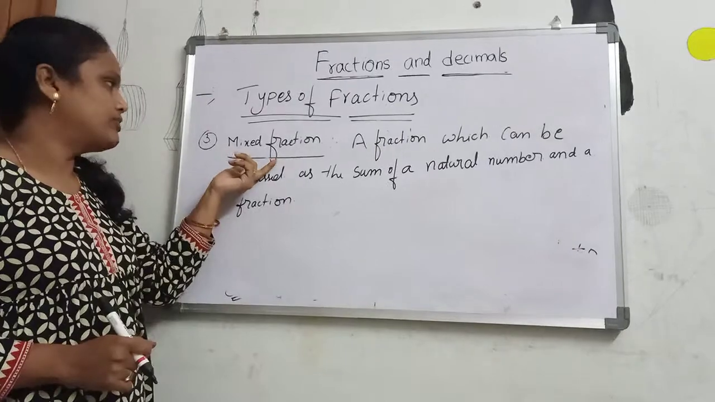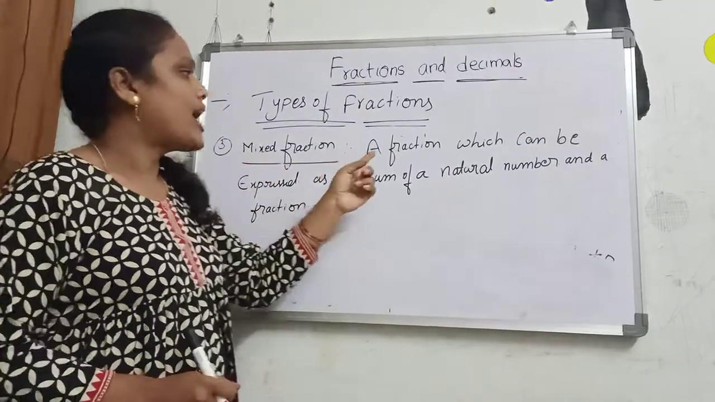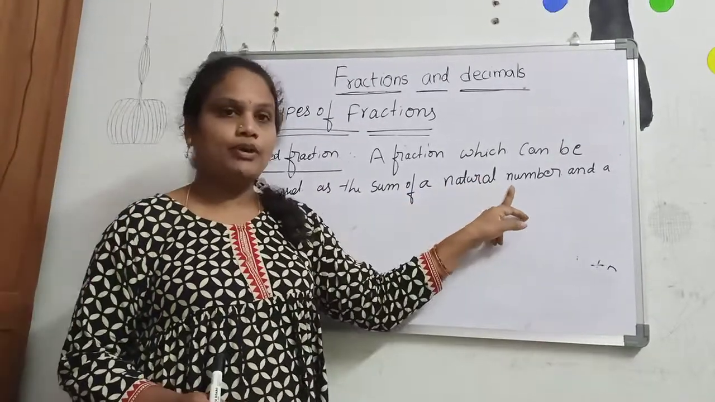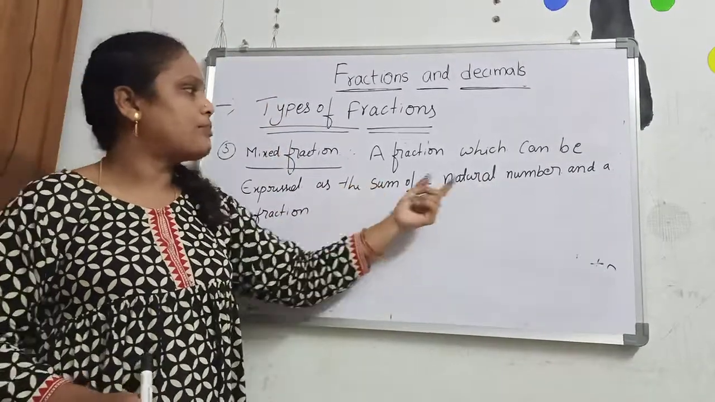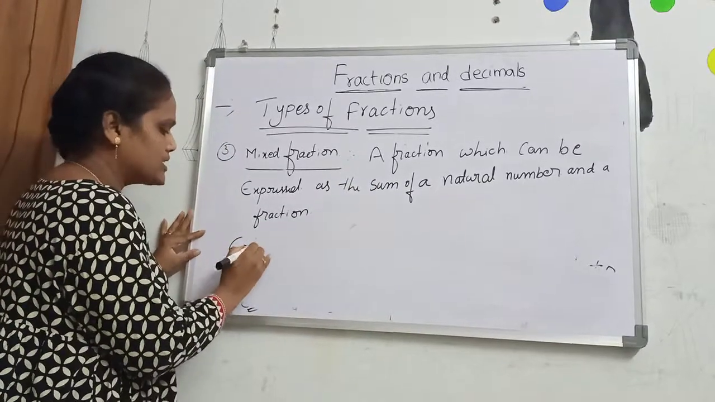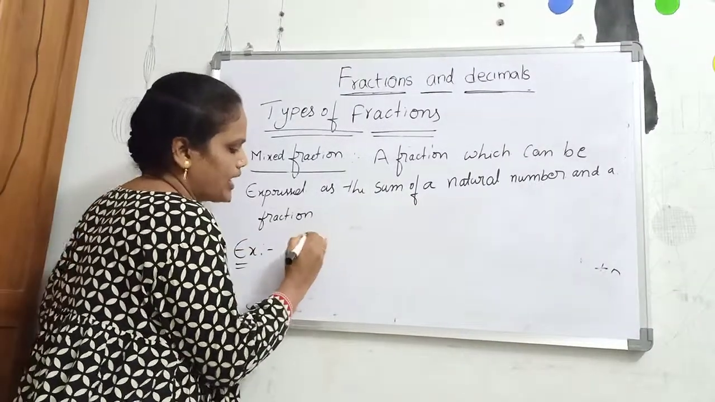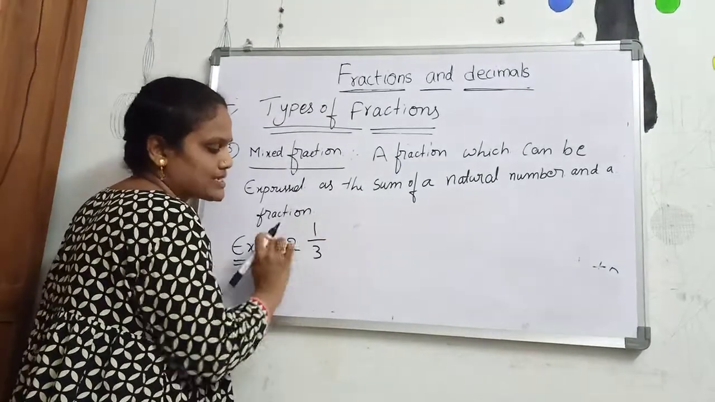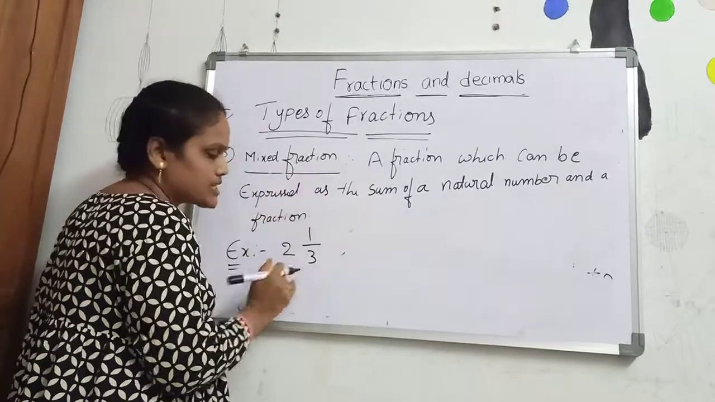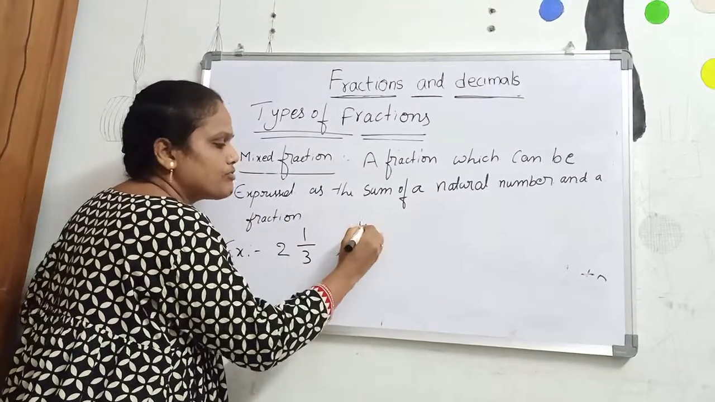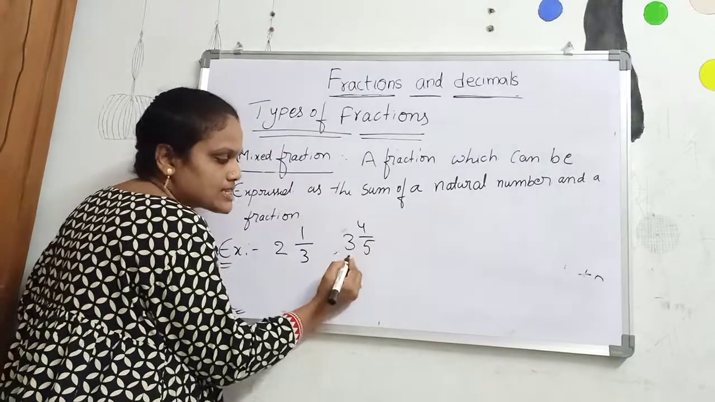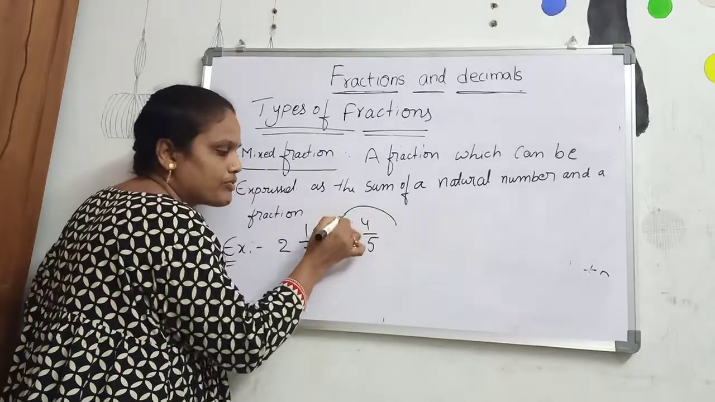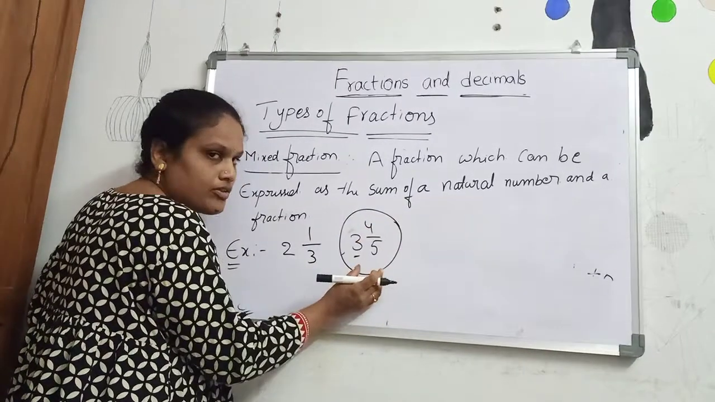Third one is the mixed fraction. A fraction which can be expressed as the sum of a natural number and a fraction. For example, 2 and 1 by 2, one natural number and one fraction. This type of fraction is called a mixed fraction. One more example, 3 and 4 by 5: here also one natural number and one fraction.